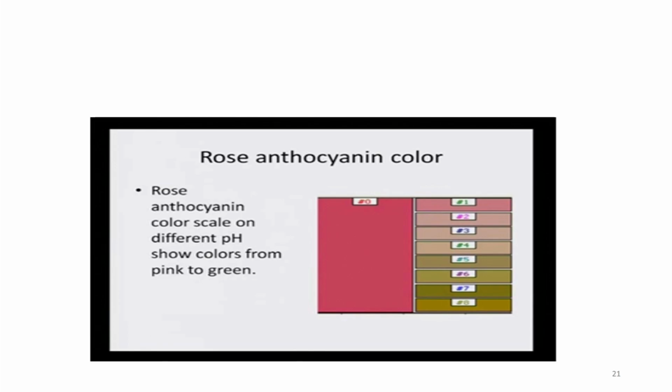Now, you look at these colors. It is a rose anthocyanin color scale on different pH, showing colors from pink to green. So, pink is the intrinsic color, which is at 2.88 pH, and then gradually as the pH is increased from 2 to 9, different color shades appear, which can be indicative of the pH that it corresponds to. So, thus it becomes a very useful method of using the rose anthocyanin extract as pH indicator.